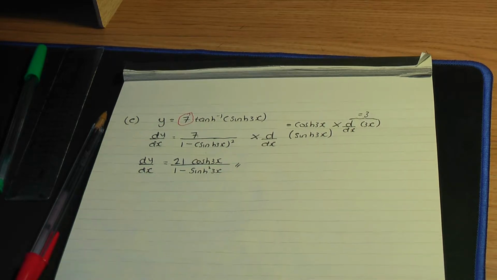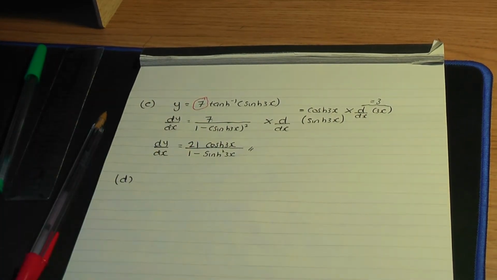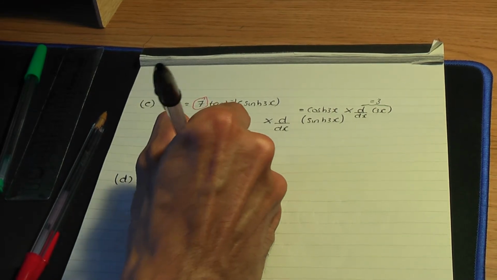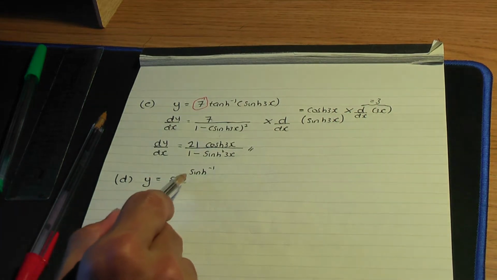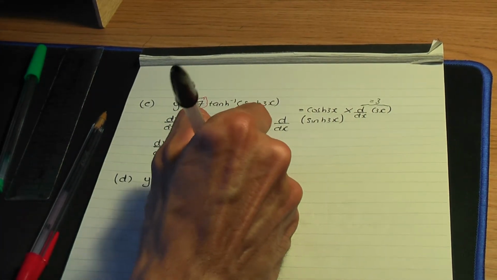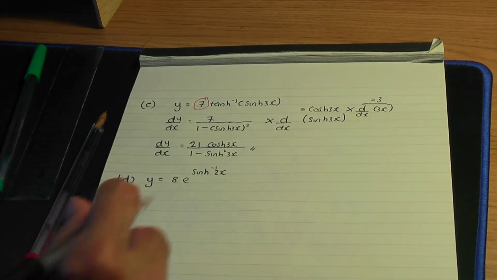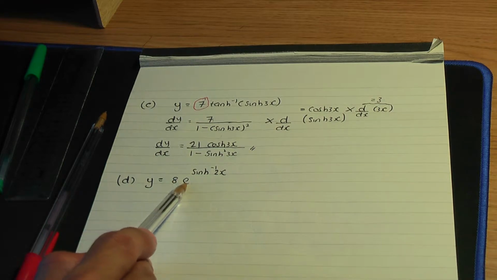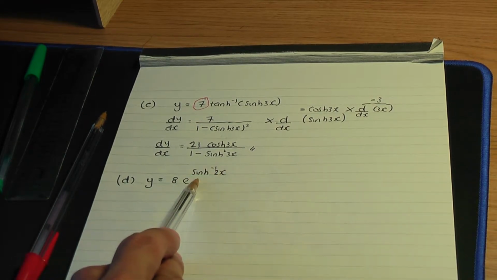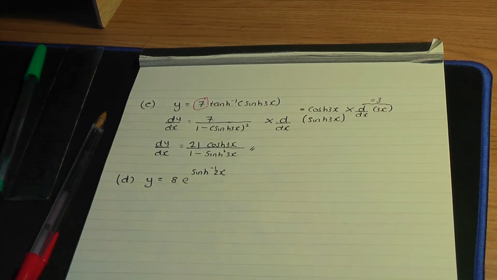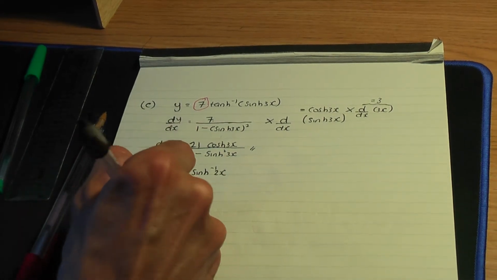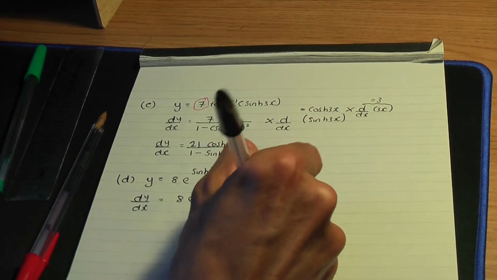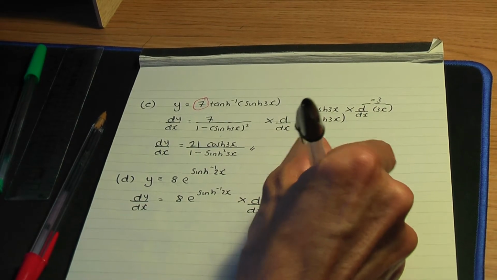Okay, so let's try one more. So part D. y is equal to 8 e to the power inverse hyperbolic sine 2x. The term in front of my exponential function is a constant. Remember, when you differentiate an exponential, it's the same term, but you multiply by the derivative of the power. You only do that if the term in front is a constant. So dy over dx will be 8 e to the power inverse hyperbolic sine 2x multiplied by d by dx of inverse hyperbolic sine 2x.